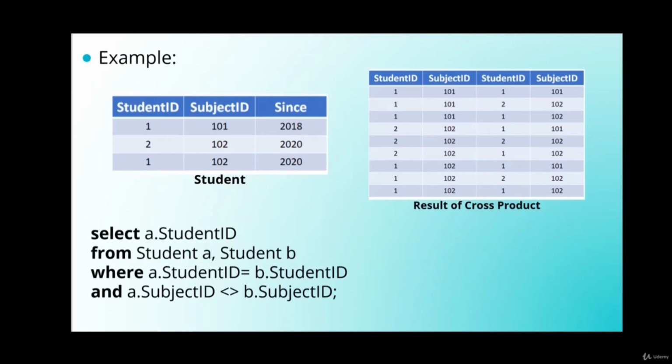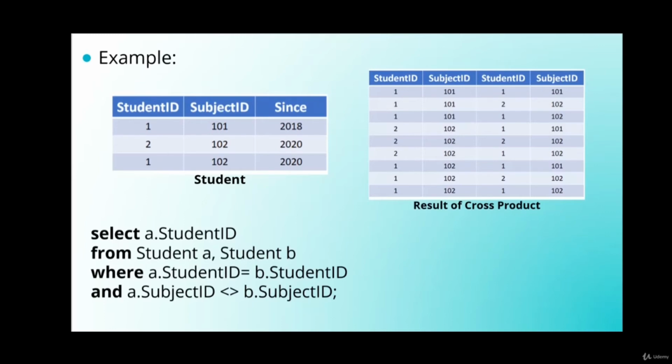After performing multiplication, this is the table that we'll see. This is the result of the cross product of student A and student B. So you can see every row of this table is multiplied with every other row of this table. So after this table is displayed, we'll apply where condition. So where condition says that A dot student ID is equals to B dot student ID and A dot subject ID is not equal to B dot subject ID.